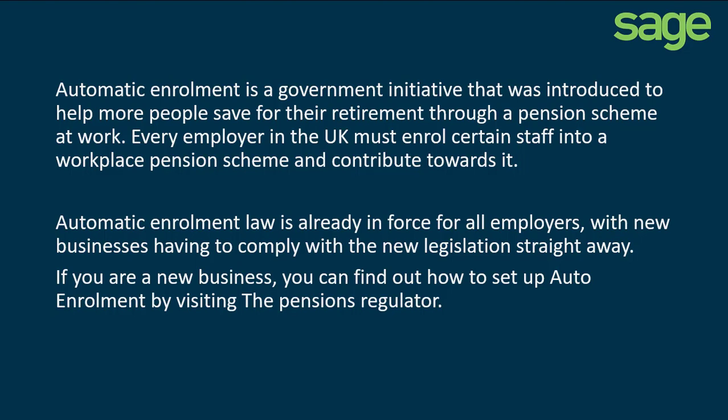If you are a new business, you can find out how to set up automatic enrolment by visiting the Pensions Regulator. They are your point of contact for everything related to the pension and how to get that set up, anything from choosing a pension provider to your automatic enrolment date. So we'll just go through how to set up a pension in the system and what information you will need when setting one up.